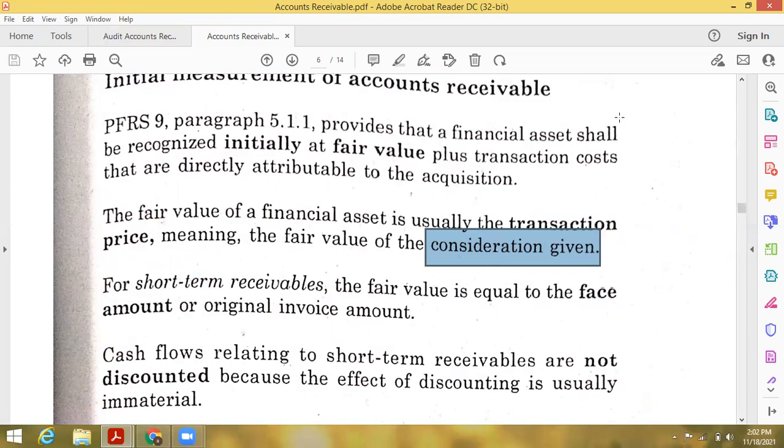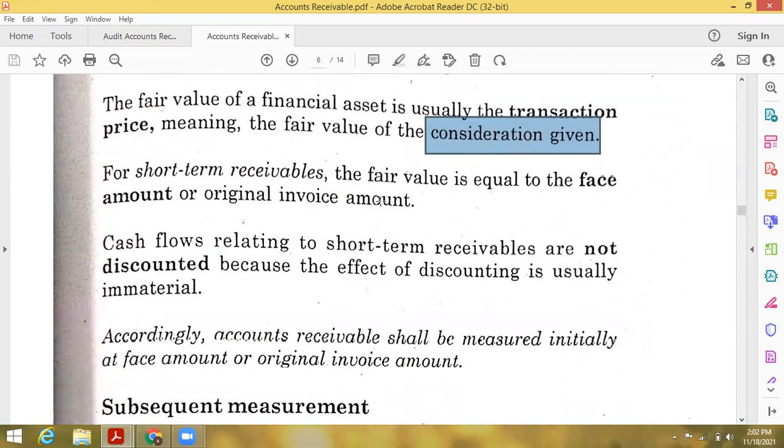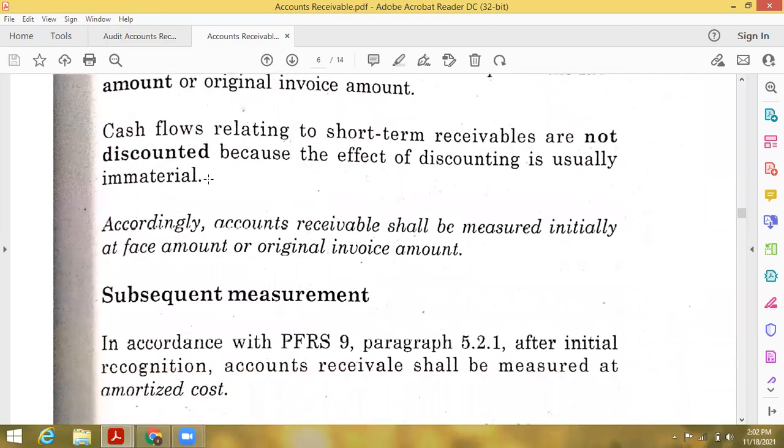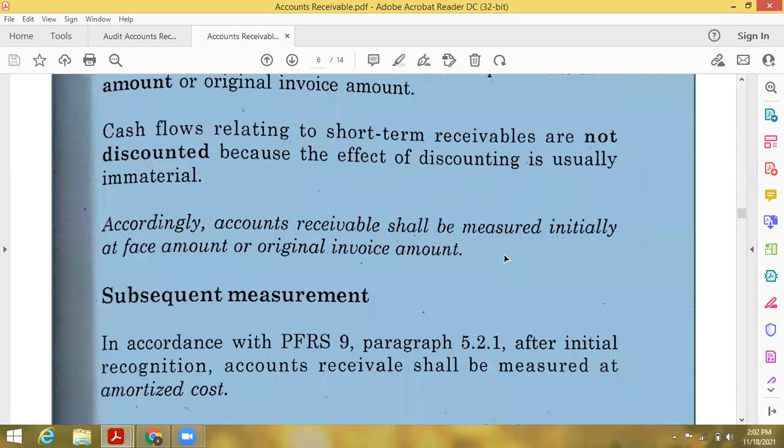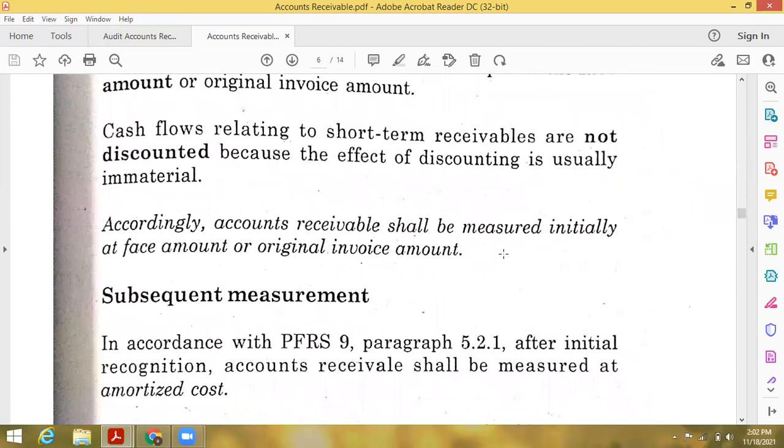But if it's for long-term receivables, kasi ang ginagawa natin yan, kinukuha natin yung kanya. Yung fair value niya is yung discounted value. Sabi dito, accordingly, accounts receivable shall be measured initially at face amount or the original invoice amount. So pag meron tayong accounts receivable na nakita, yung kung magkano yung inutang sa atin, yun yung accounts receivable. But after the initial measurement, kasi pwede natin siyang, yung initial measurement, yun yung pag-recognize natin ng asset sa aklat.